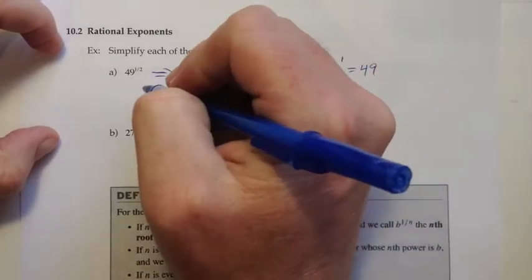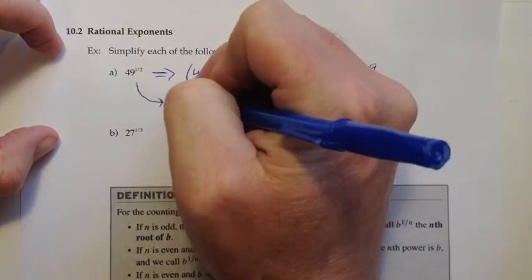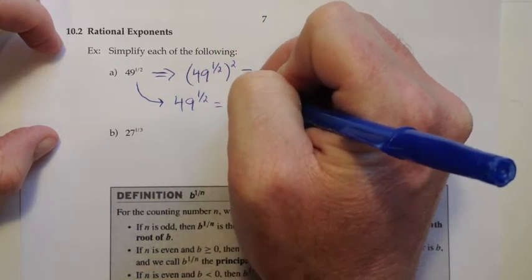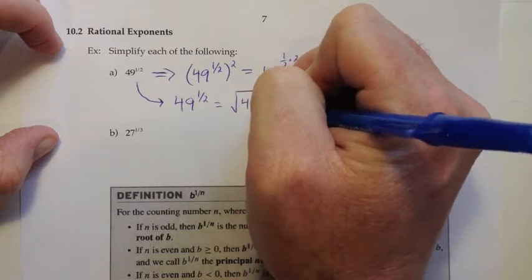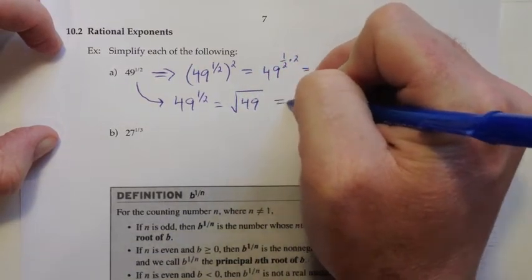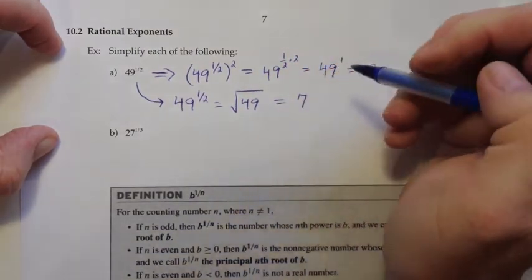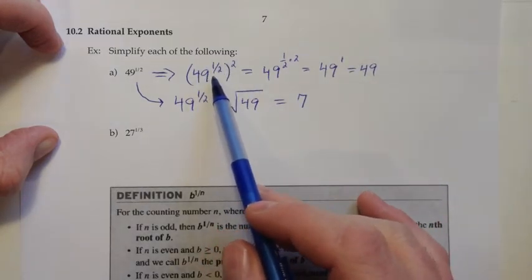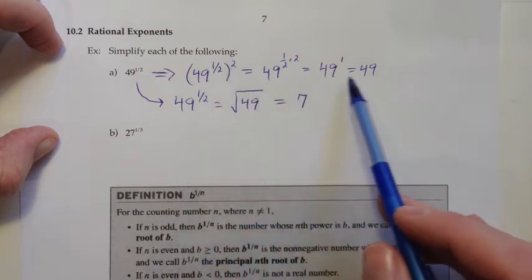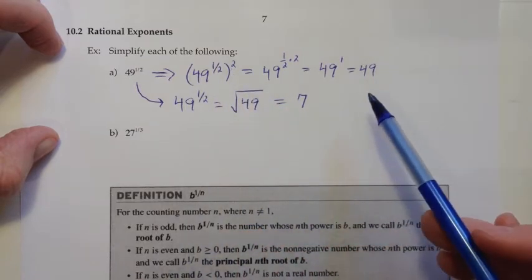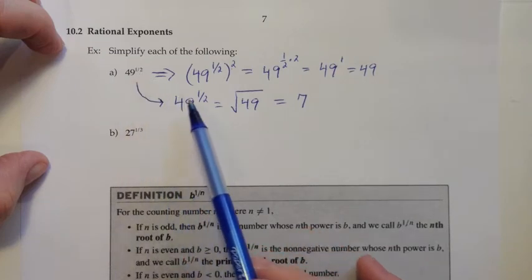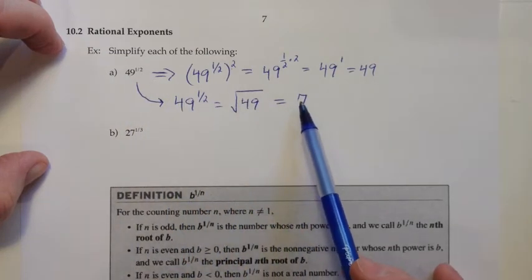So my claim here is that 49 to the 1/2 means the same thing as taking the square root of 49, and the square root of 49 is 7. And just thinking about, does that make sense? What if I plug the 7 in here for 49 to the 1/2 and I squared it, I would get 49. So that's going to be the way we end up thinking about these rational exponents, is that the denominator tells us what kind of root to take.